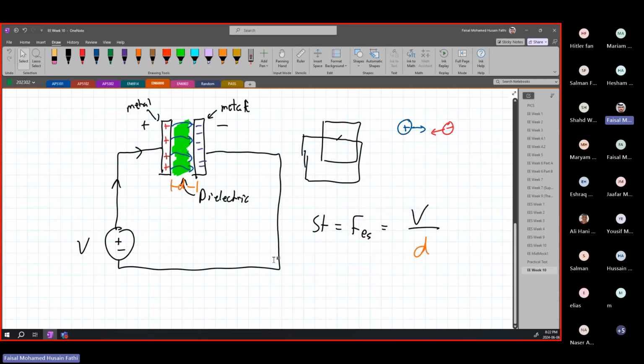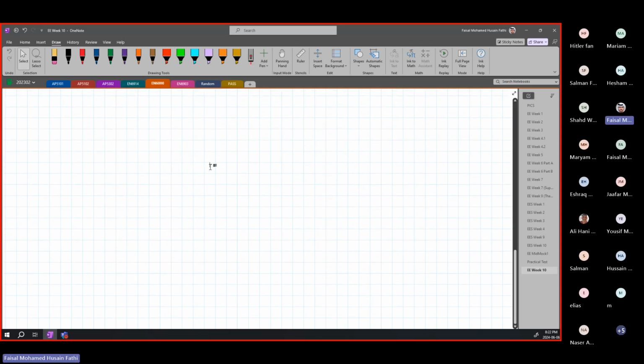And as well, if the voltage is very high, then the force is also going to be high, making it store or have a larger electrostatic field in between. So this is just the basic concept of what a capacitor is. You don't need to know too much about this theory.